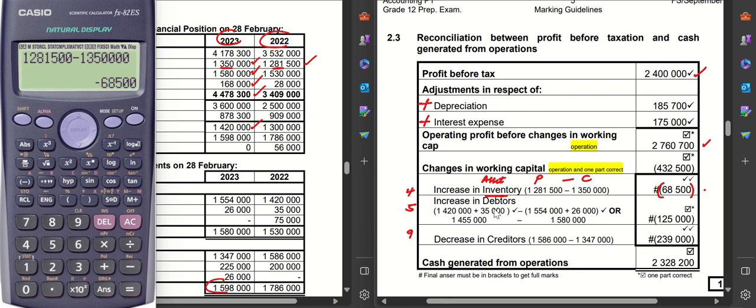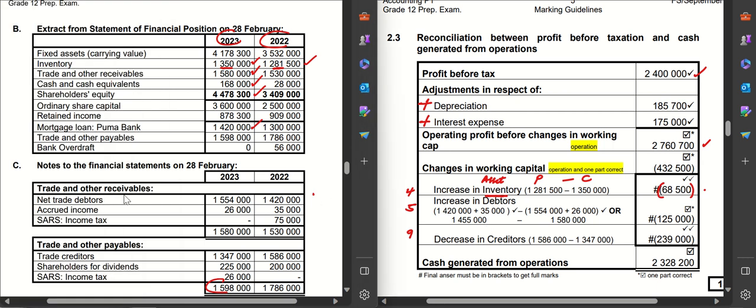All right, let's come now to the debtors. When it comes to the debtors, as you can see, here is the receivables. We do not touch SARS income tax. So we are only going to look at our 1,420,000 and the 35, which gives us 1,455,000. Okay, and then we come here, we do the same again. It's 1,554,000 and then the 26,000, which gives us 1,580,000 over there.